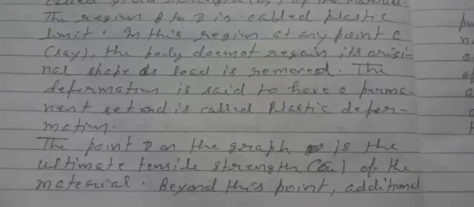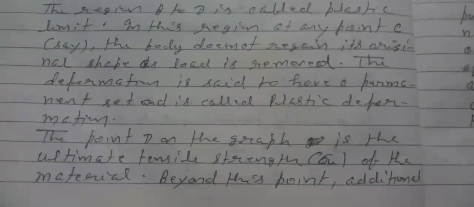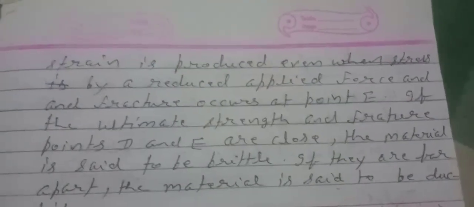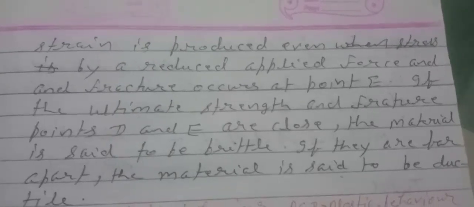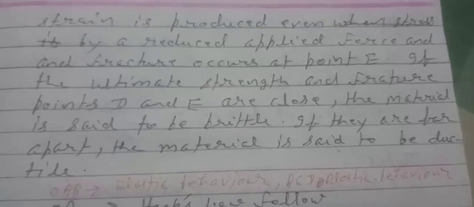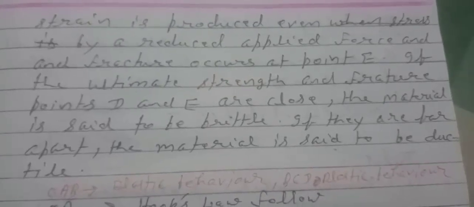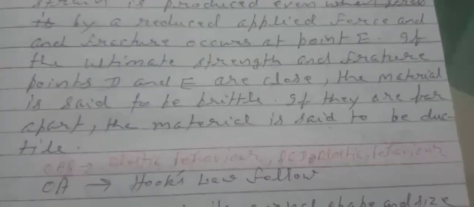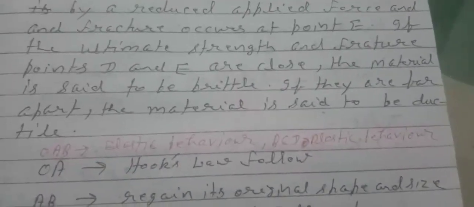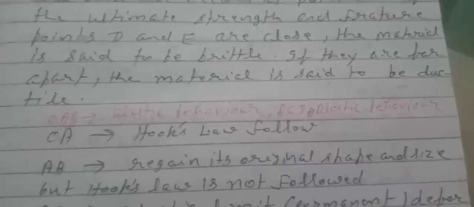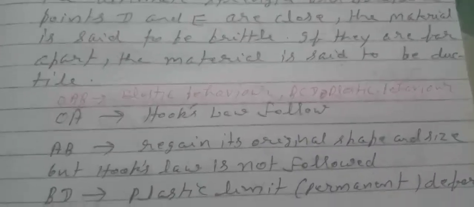Beyond this point, additional strain is produced even by a reduced applied force, and fracture occurs at point E. If the ultimate strength point D and the fracture point E are close, the material is said to be brittle. If they are far apart, the material is said to be ductile.